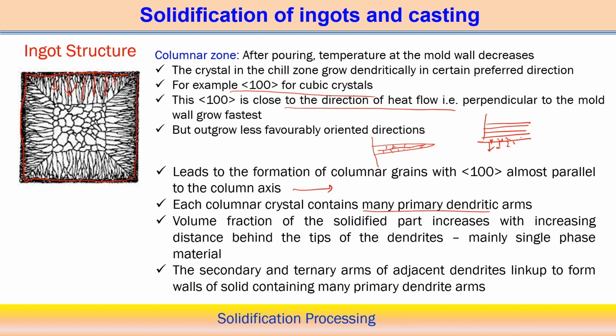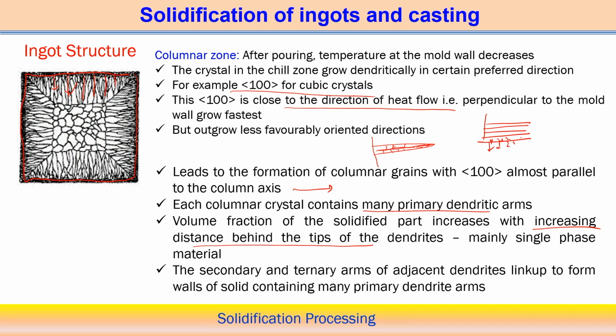Therefore, the volume fraction of the solidified part increases with increasing distance behind the tips of the dendrites, and it is mainly a single phase material. So, the volume fraction increases behind the tips of the dendrites. This is the tip of the dendrites, and because of the increasing distance from the tip, the volume fraction increases.